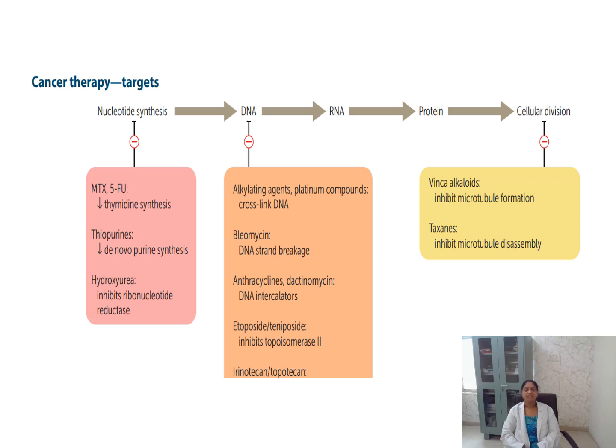So DNA synthesis is inhibited by the drugs which target the DNA. Alkylating agents like platinum compounds affect the cross-linking of the DNA. Bleomycin causes DNA strand breakage. Anthracyclines and dactinomycin act as DNA intercalators. Etoposide inhibits topoisomerase 2. Irinotecan or topotecan also affect the DNA, and cellular division. Vinca alkaloids inhibit the microtubule formation, and taxanes inhibit the microtubule disassembly.